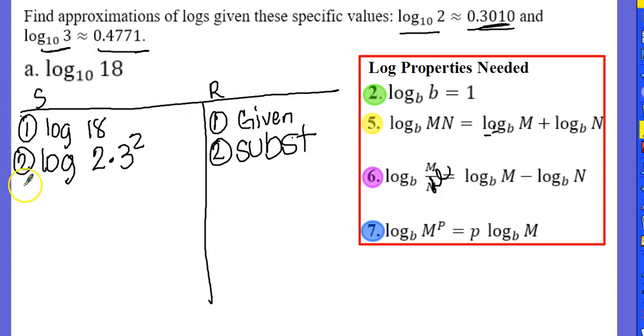Okay. Step 3. I don't know what the log of 2 times 3 squared is. I know what the log of 2 is, and I know what the log of 3 is. So I'd like to separate them. So I'm going to apply property 5. This is log of 2 plus log of 3 squared.